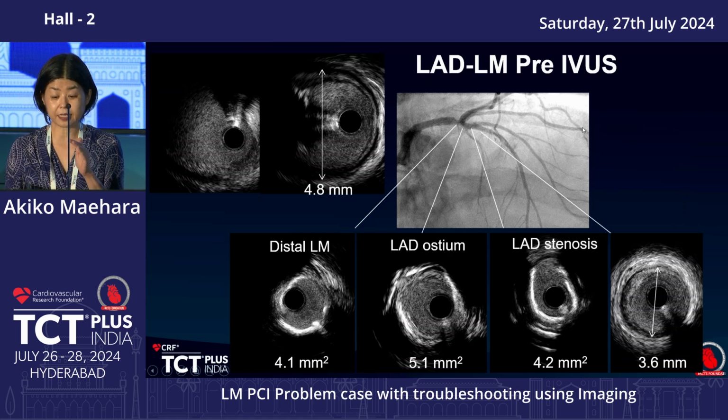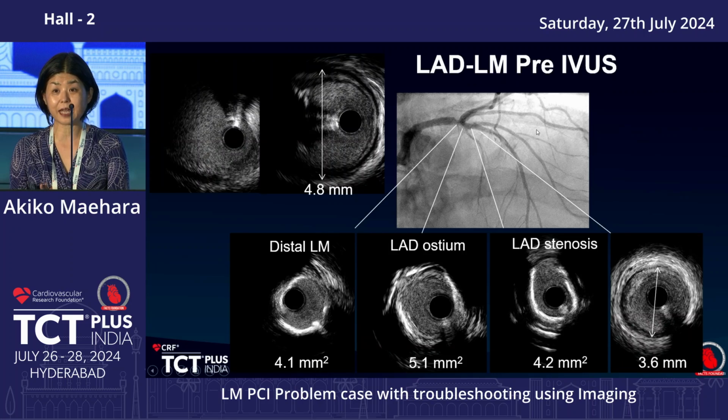The first picture is LAD to the left main. Number one, left main is quite significant. You see the lumen is 4.1 square. And LAD looks significant as well. Overall calcium was not too bad. None of the plaque is more than 180 degrees. That's good information. And proximal LAD media to media is 3.6.